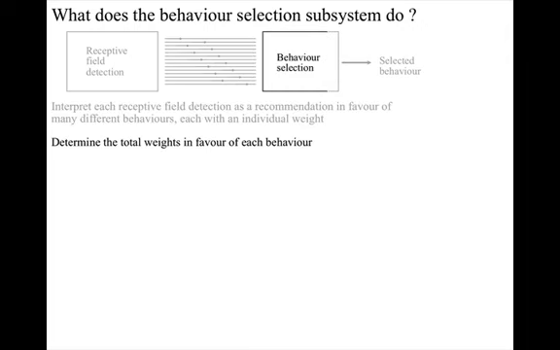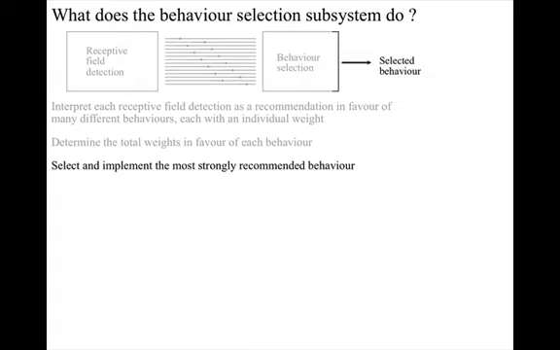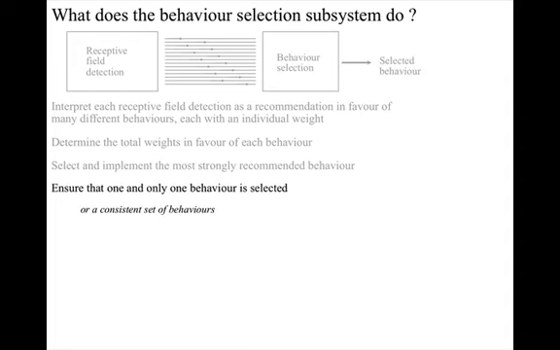At each point in time, the subsystem has to determine the total recommendation weight in favor of each behavior across all the currently detected receptive fields. Then it needs to select and implement the behavior with the largest total recommendation weight. In most circumstances, it's important that at least one behavior is selected. And it's also important that the selection be clean.